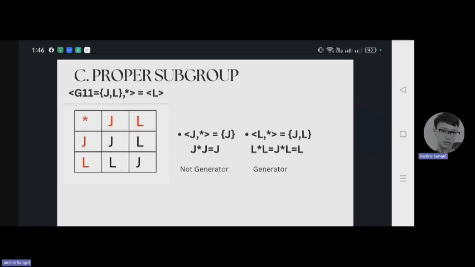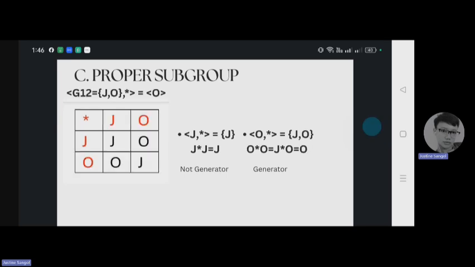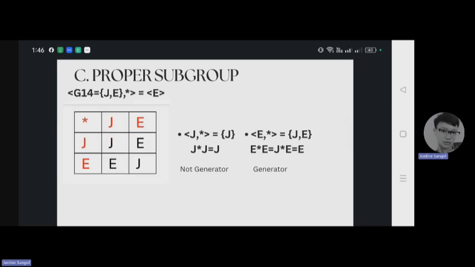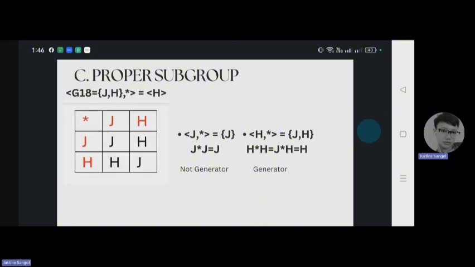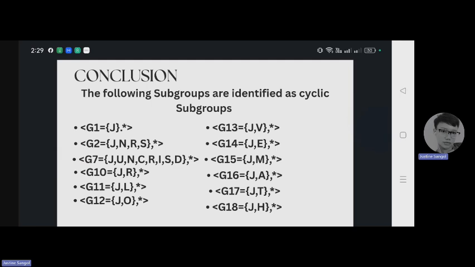And just like subgroup G10, subgroups G11, G12, G13, G14, G15, G16, G17, and G18 are cyclic subgroups because they have at least one generator. And for the conclusion, the following subgroups are identified as cyclic subgroups: subgroup G1, G2, G7, G10, G11, G12, G13, G14, G15, G16, G17, G18.